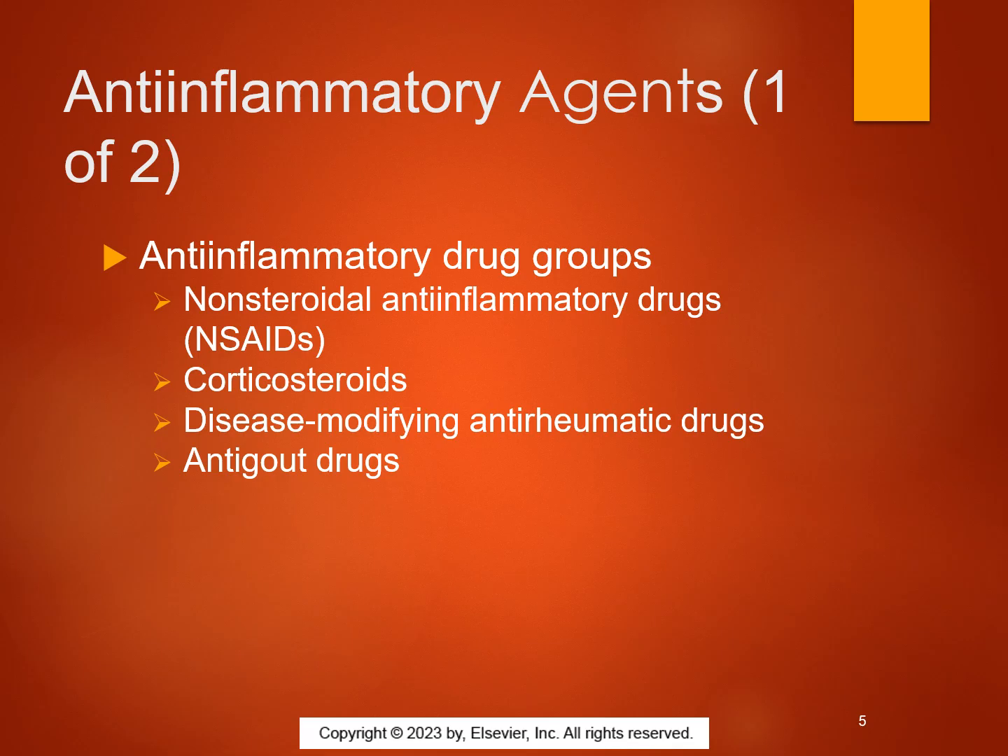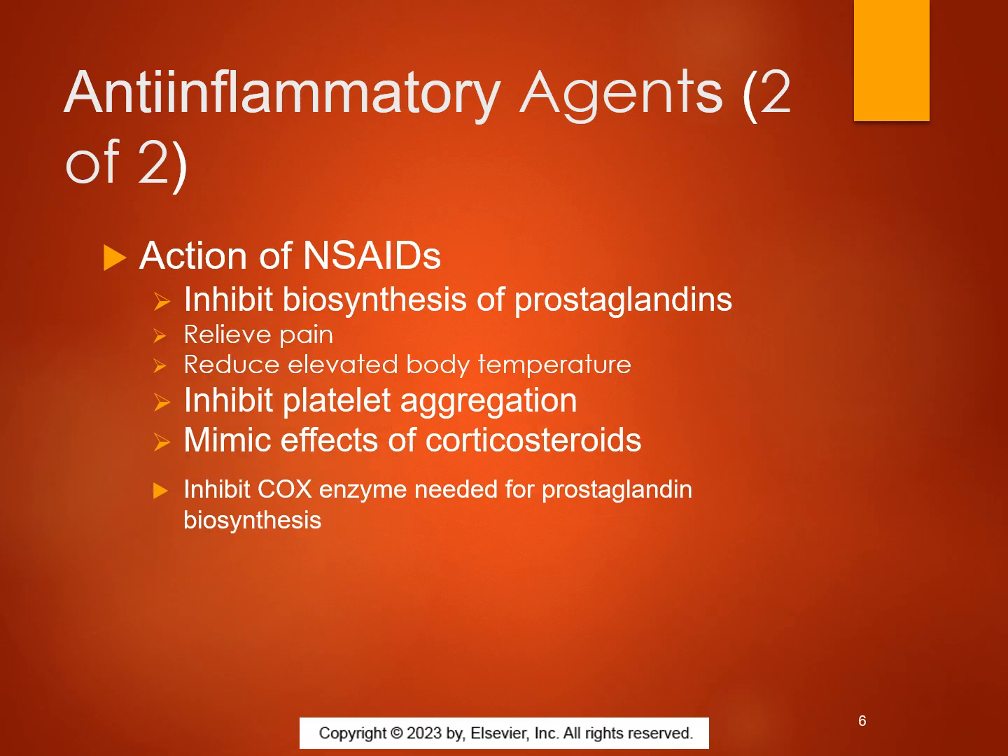So going back to the NSAIDs, the key actions are to inhibit prostaglandin synthesis, reduce pain, fever, and swelling, and inhibit platelet aggregation. NSAIDs work by blocking the COX enzyme, which the body needs to make prostaglandins, and since prostaglandins cause pain, fever, and inflammation, and platelet activation, blocking them reduces those effects.